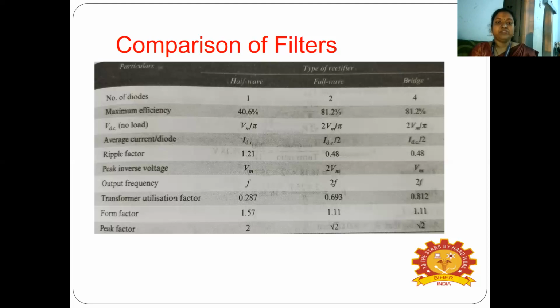Peak factor is equal to 2 for half wave, and √2 for full wave and bridge rectifier. So these are the comparisons of the rectifiers, which you have to clearly note down. Thank you. So we have completed rectifiers, their definition, operations and types, everything.